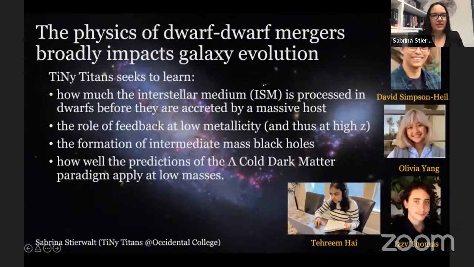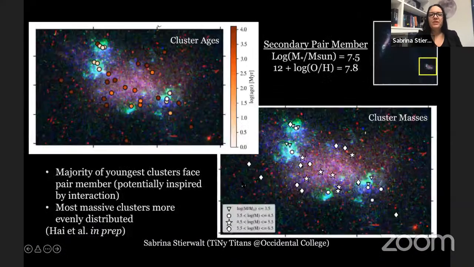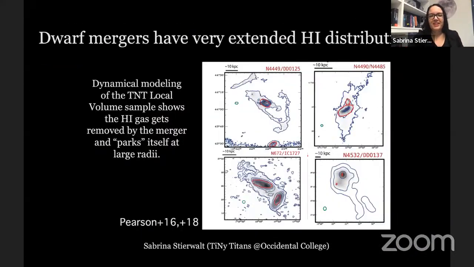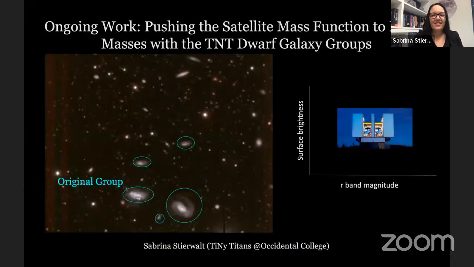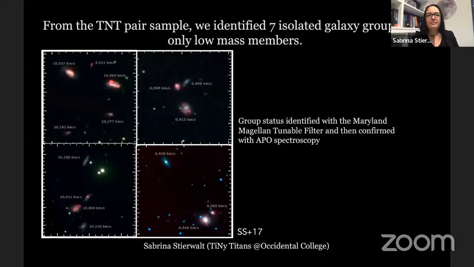That's a great question. Let me see if I can go back. So the groups originally identified were a pair. And then we looked around our pairs to see how many had potentially other members just from looking at Sloan, and we found 7 that were worth following up. When we did our Fabry-Perot, our very narrow H alpha, we found that sometimes there were just 3. This one just has 3. This one has 5. So they have between 3 to 6 dwarfs, and we call that a group.